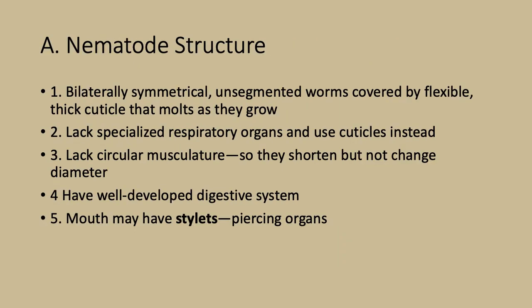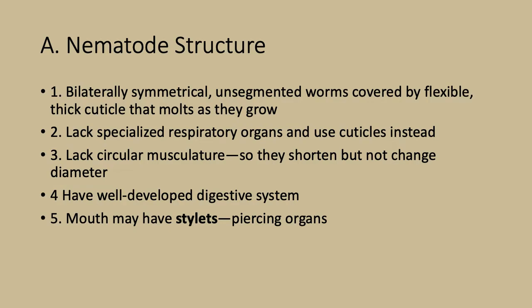Basic structure: bilaterally symmetrical, unsegmented, and covered by a flexible, thick cuticle that will shed or molt as it grows. No specialized respiratory organs still; it will use the cuticle to exchange gases. They also lack circular musculature, so when they shorten, they don't change diameter. Remember what I said with earthworms, when they shorten, they get thicker or fatter. Here, when they shorten, the diameter stays the same.